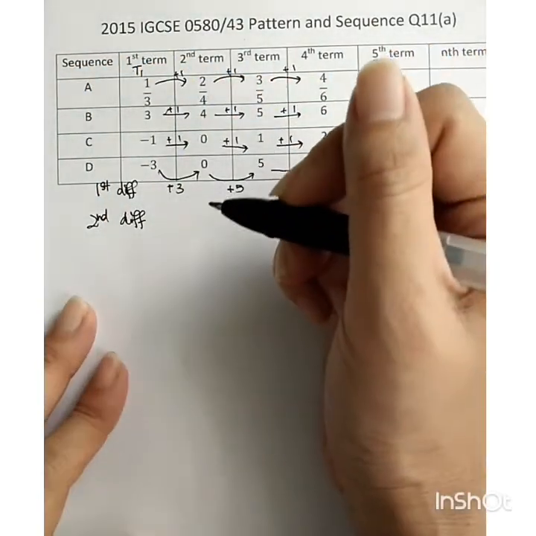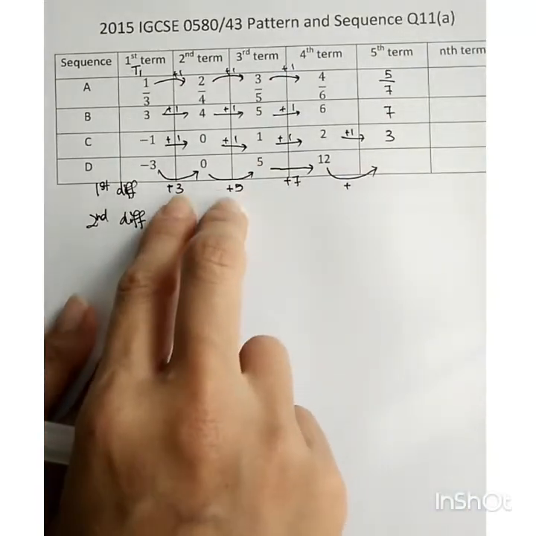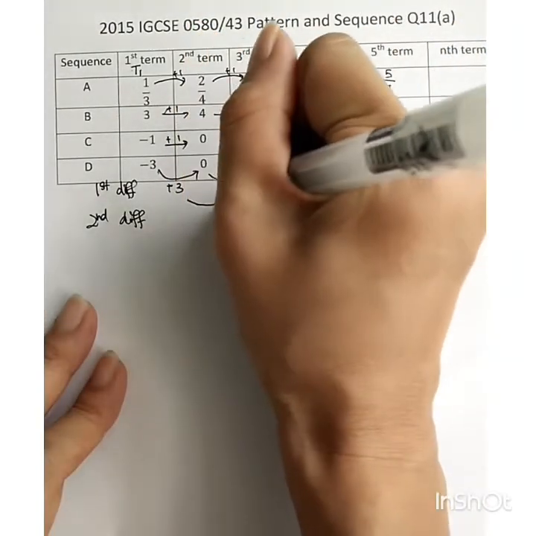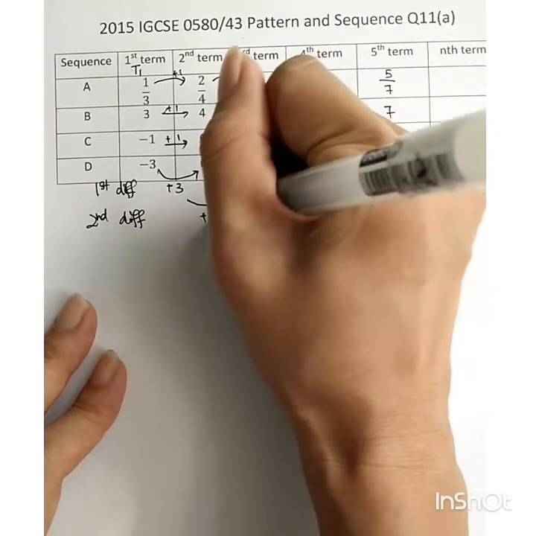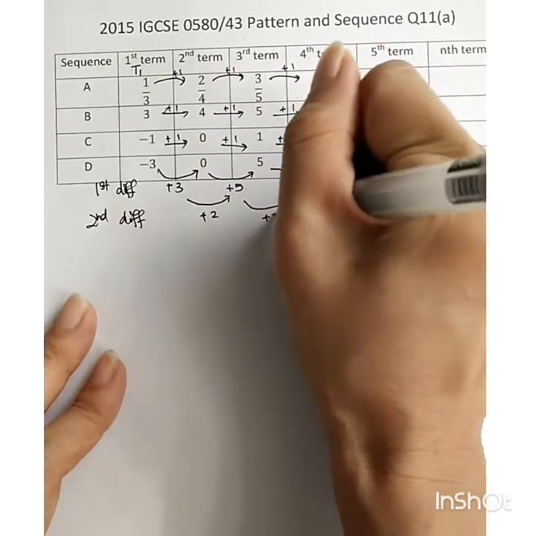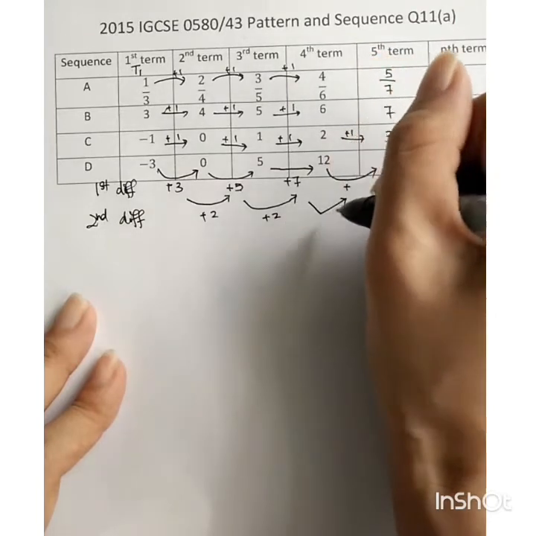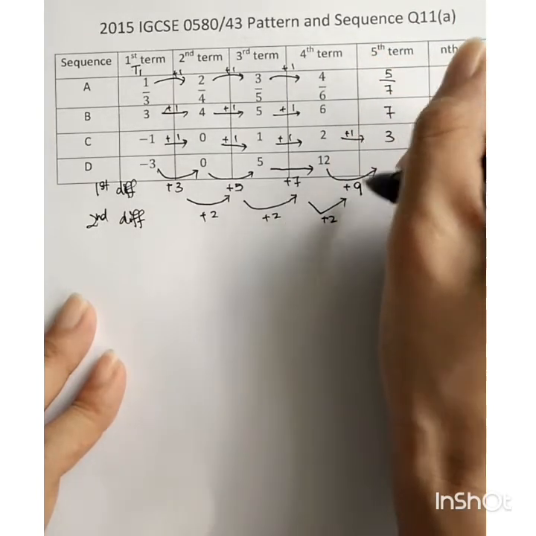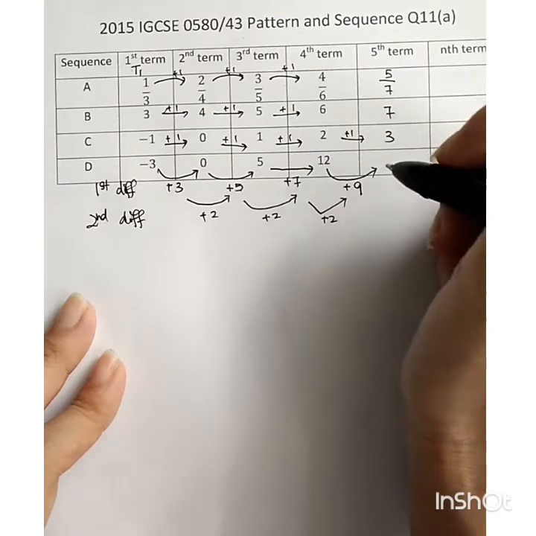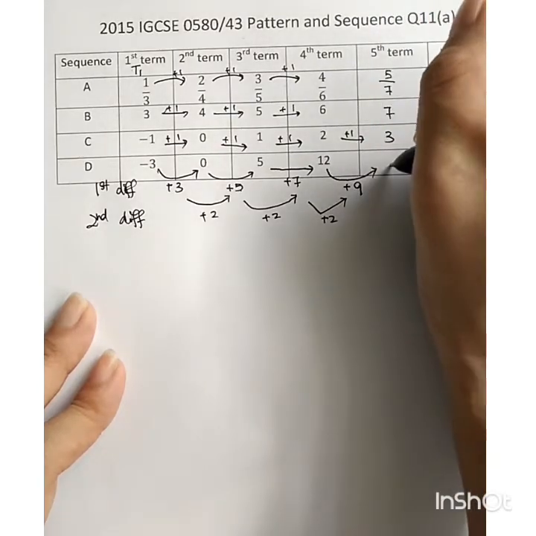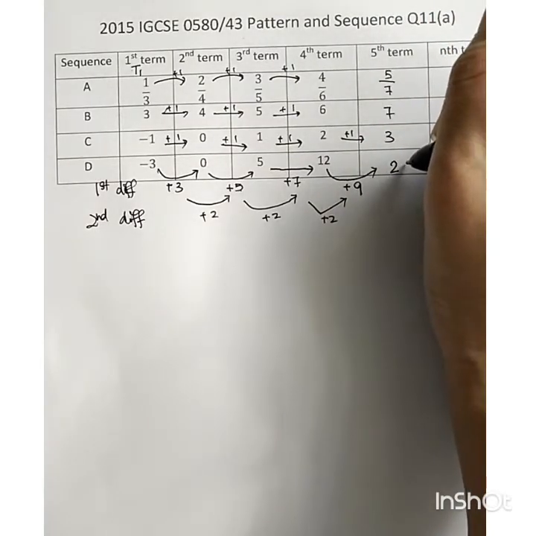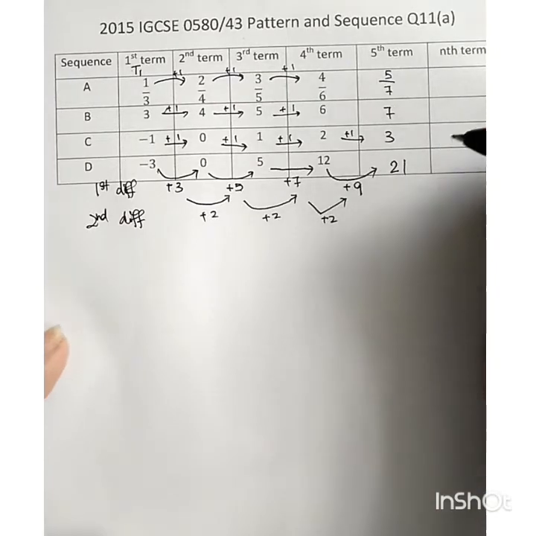So for the second stage of difference, we're going to compare the differences between terms, where 3 to 5 will be plus 2, 5 to 7 plus 2, 7 to 9 plus 2. So 7 plus 2 will be 9. So 12 plus 9 will be 21.